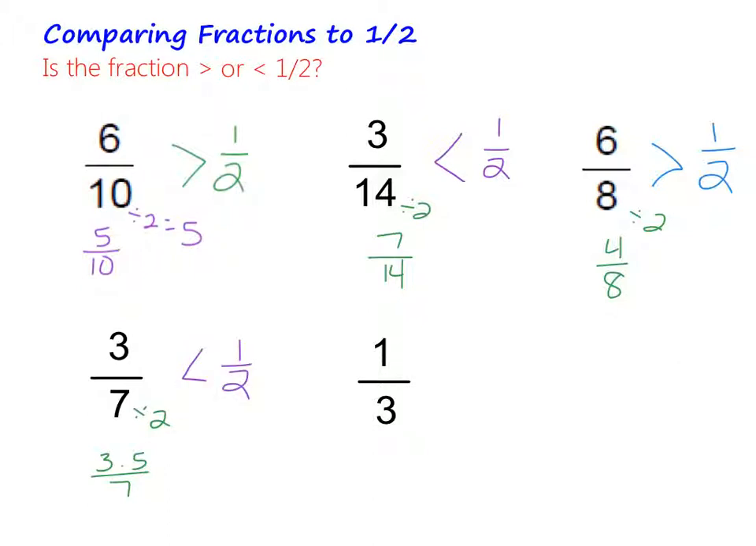Let's take a look at 1/3. If we divide by 2, we get 1.5 out of 3 is exactly half. So here again, 1/3 is just slightly less than 1/2. So when we're estimating products or quotients for our fractions, it's often really helpful if we look at our fractions and decide if they're pretty close to half, greater than half, or less than half.